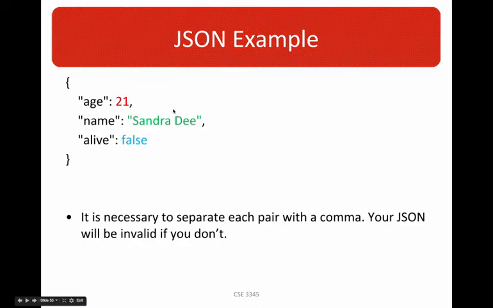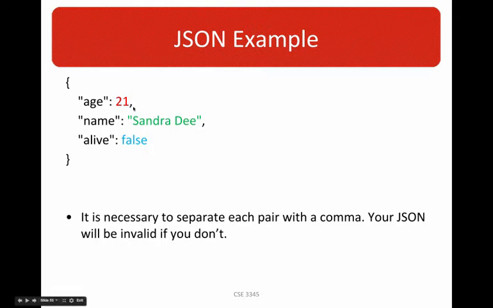Here we have name, and its value is Sandra D, and alive, false. So here we have a number, string, Boolean. Notice that the numbers and Booleans don't need quotes because they're not a string data type. Something that is important to note is that when you are listing name-value pairs, you need to separate them with a comma, except for the very last pair. So here we don't have a comma, which is okay.